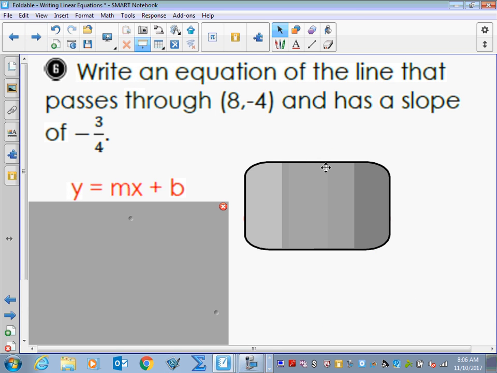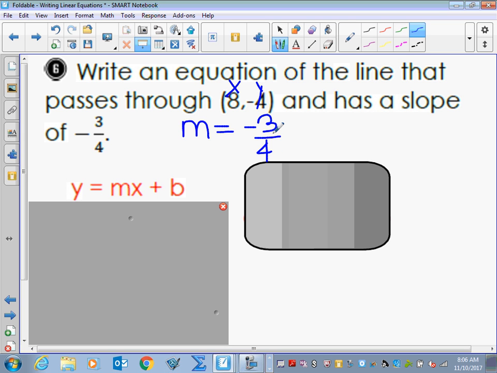All right, so I'm going to stop, and I'm going to give you a chance to do number 6 on your own. I'll write down what the slope is, and I'll identify your x and your y. So now I want you to use that information to solve for b. Okay, so I'll give you a second. Go ahead and do that.